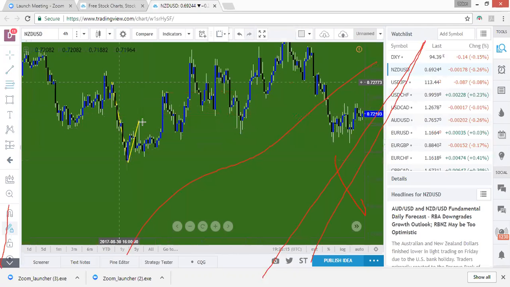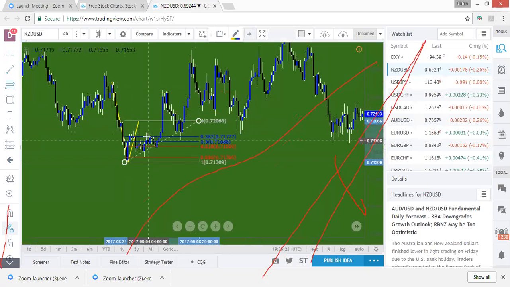Once we have a valid B leg, we look for the Fibonacci retracement from A to B. Price to pull back to a minimum of 382. You can see it does. It pulls back to the 886. Valid C leg.